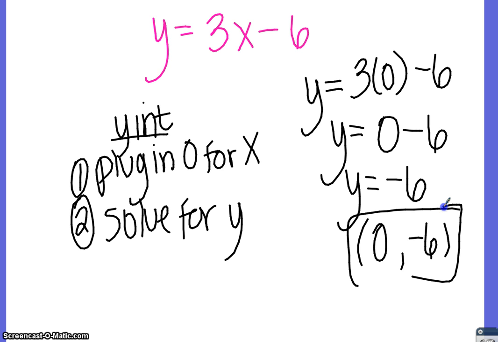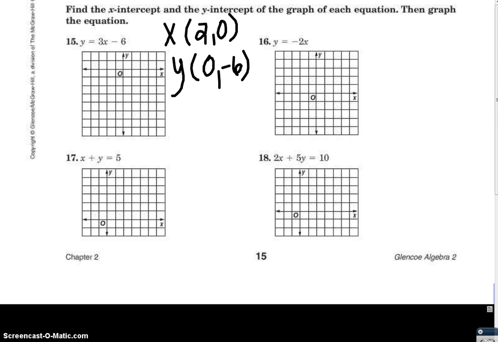Now what I'm going to do in order to graph them is I'm going to plot both the x and the y-intercept, and then I'm going to connect the points. So let's look at the graph. So using the x-intercept of 2, 0 and my y-intercept of 0, negative 6, let's plot both points. So here, I'm going to go to the right 2, and I put a point. And then I'm going to go down to negative 6 and put a point as well. Now that I have both x and y-intercept on the graph, all I have to do is connect the dots. I know that's a little bit off, but I'm just going to connect the dots.